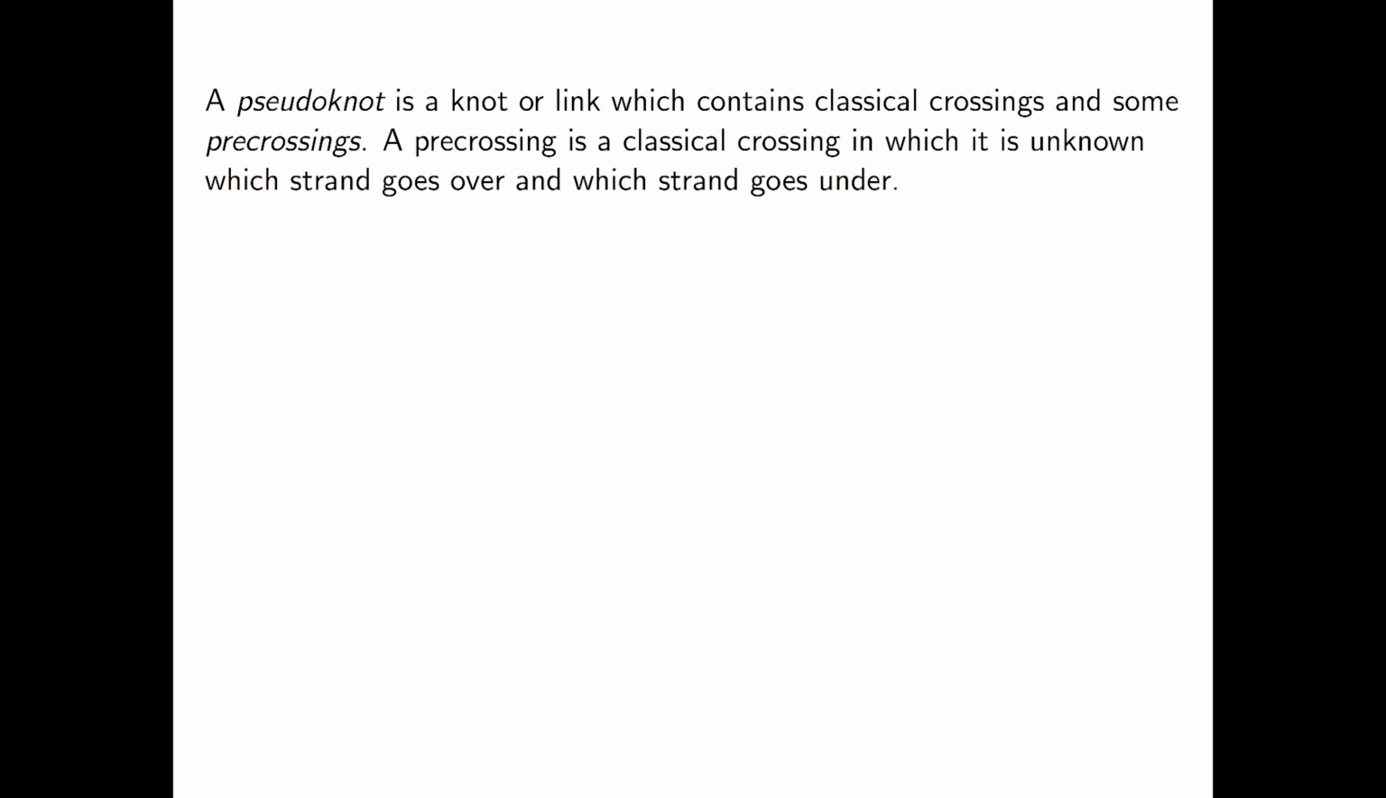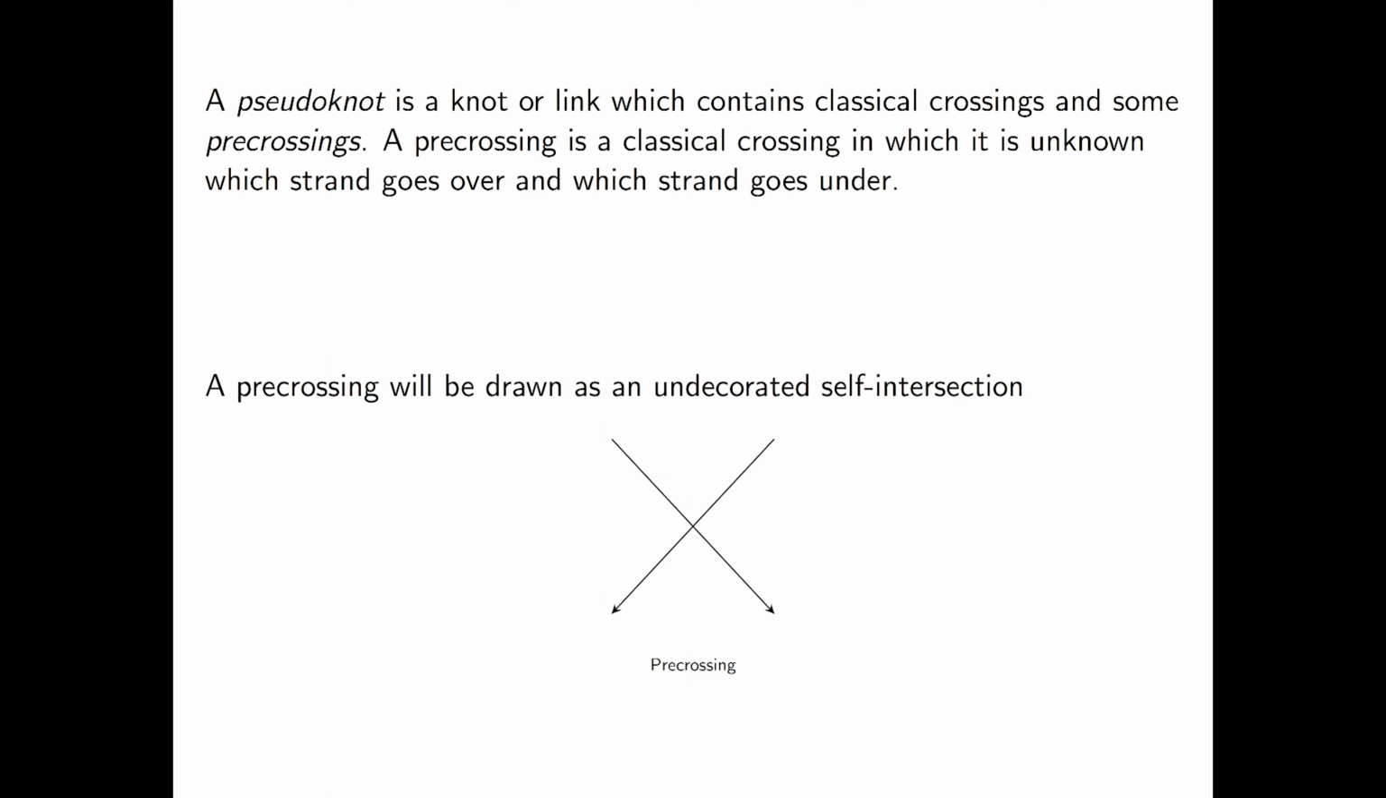So now a pseudo knot is a knot or a link that contains classical crossings. So the classical crossings we're used to, but it also contains pre-crossings. So a pre-crossing is a classical crossing, but we just don't know any information about which strand goes over and which one goes under. So we lose the information of the over and under at a crossing.